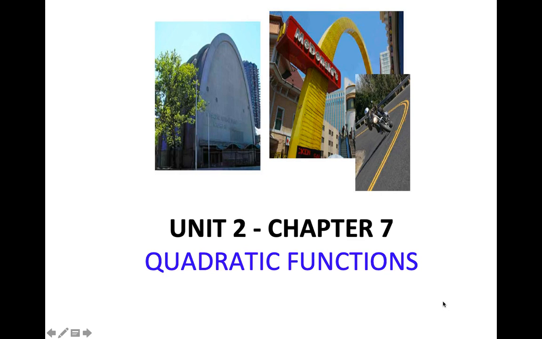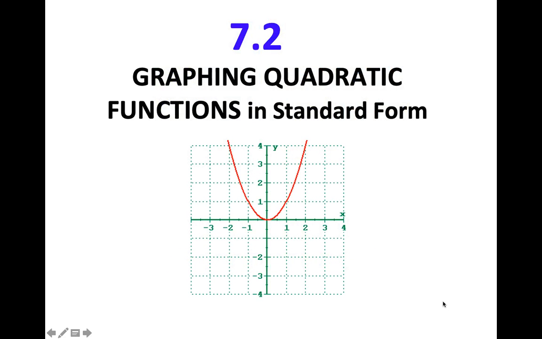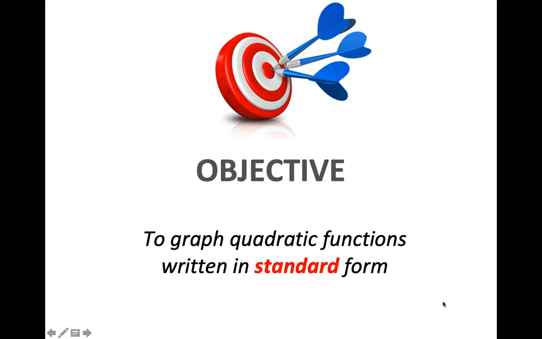In this video, we will take a look at our next lesson in Unit 2, Chapter 7 on quadratic functions. In this lesson, we're looking at section 7.2, where we were graphing quadratic functions that were given to us in the standard form. The objective of this lesson was to make sure that you knew what to look for in the standard form of the equation in order to be able to draw a reasonable graph.